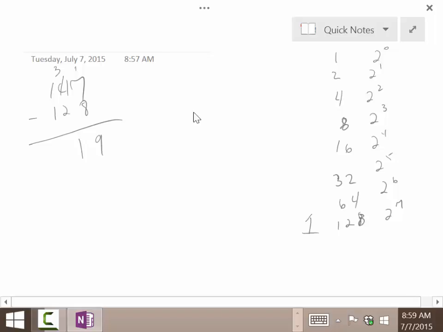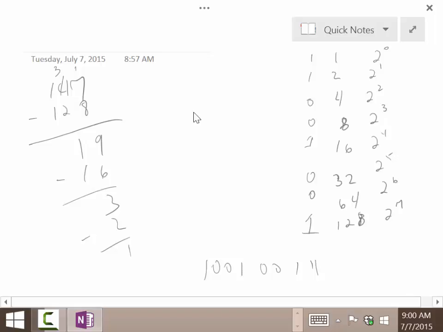The largest number that I can subtract from 19 is now 16, right? So we put a 1 here, and everywhere else we put a 0. We subtract our 16, and we're left with 3. Well, I can't subtract an 8. I can't subtract a 4. I can subtract a 2, and then a 1. So 147 is going to be 10010011. We just read it off this column, starting from the bottom up.